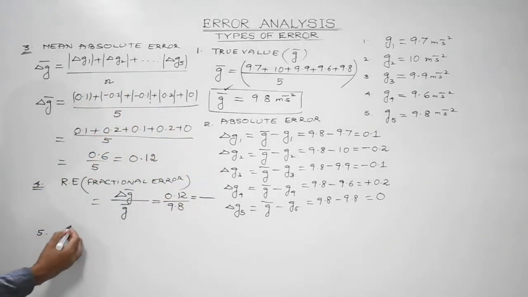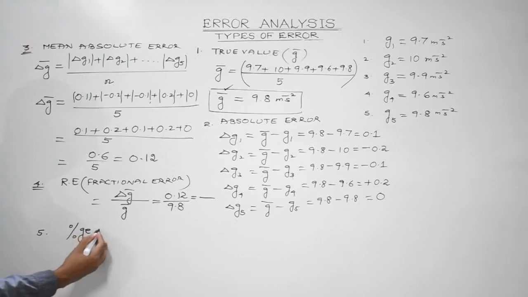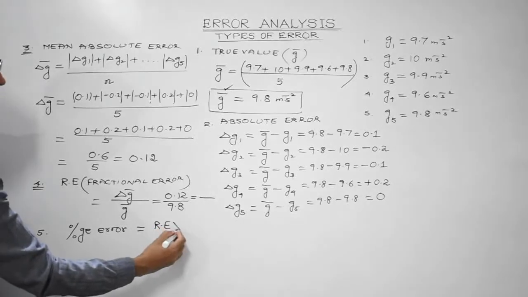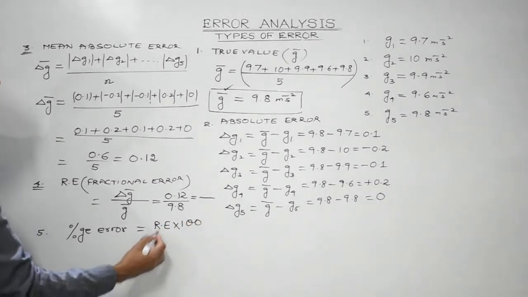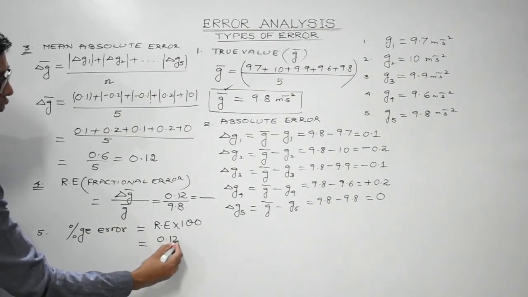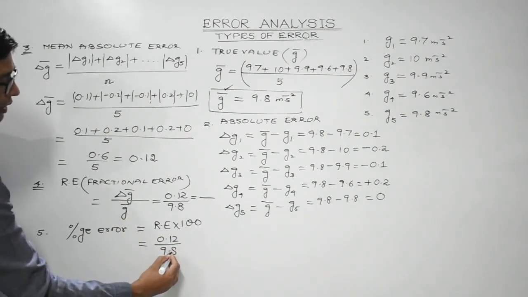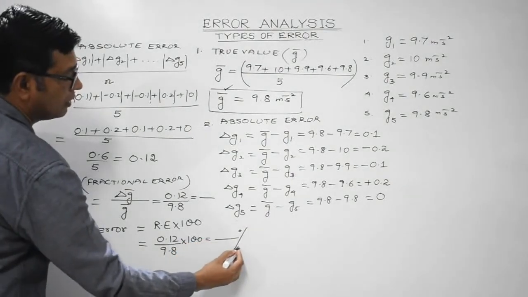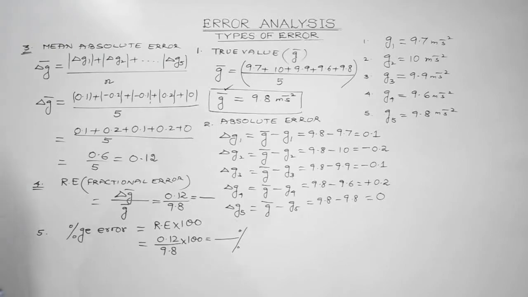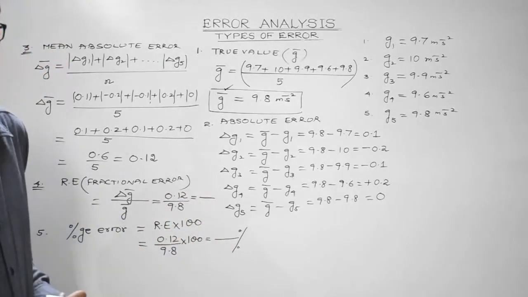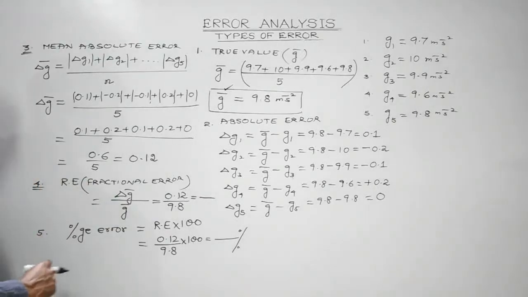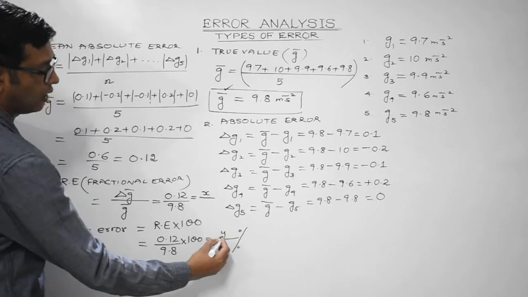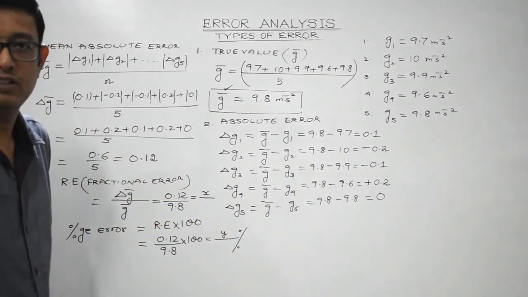Fifth one, percentage error. It is given by relative error multiplied by 100. So it is 0.12 divided by 9.8 multiplied by 100. So this will be the percentage error. Let us assume its value is x and its value is y. X and y can be easily determined, right?